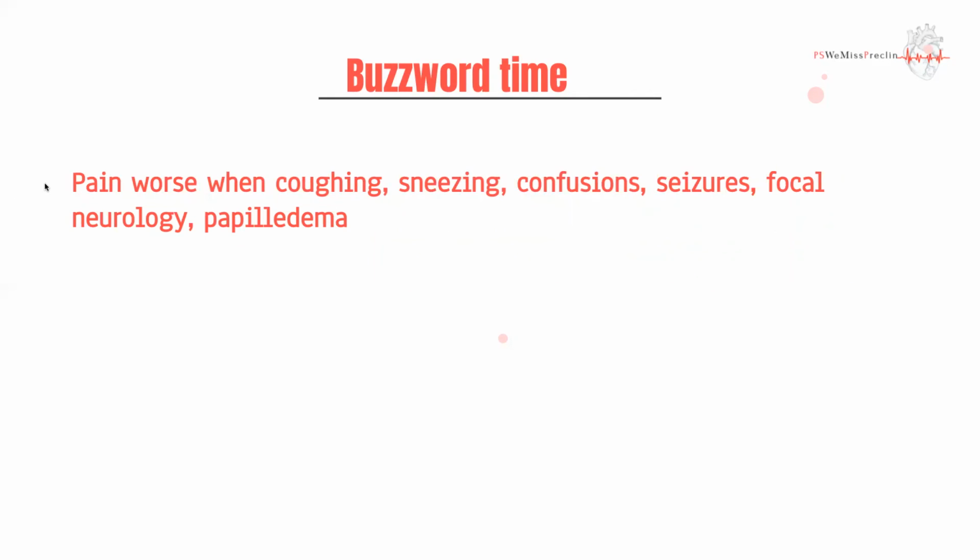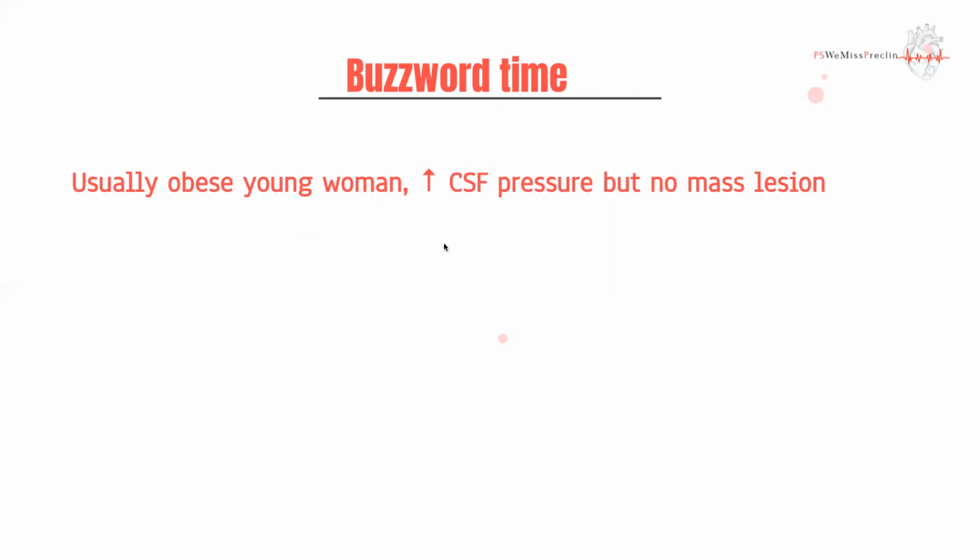Pain that's worse when coughing or sneezing, confusion, seizures, any focal neurology, and papilledema, as I mentioned earlier, are all signs of increased intracranial pressure. There is something in the head that's pushing, and that's most typically going to be a mass lesion. Lastly, typically in an obese young woman, you have increased pressure in the CSF, but you don't have any mass lesions that you can see. This is going to be something called benign intracranial hypertension. It is pain that's usually worse on leaning forward. It does slightly look like your typical raised ICP, but it's slightly different because there's no mass lesion involved.